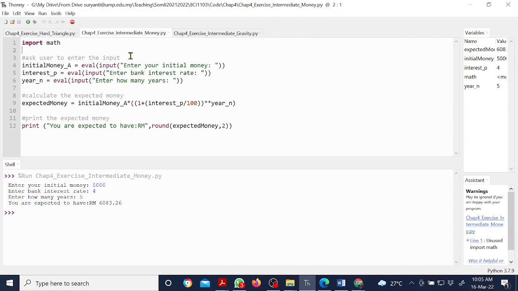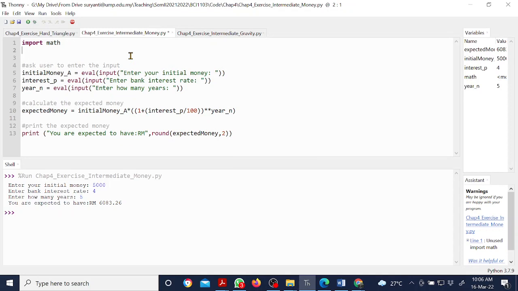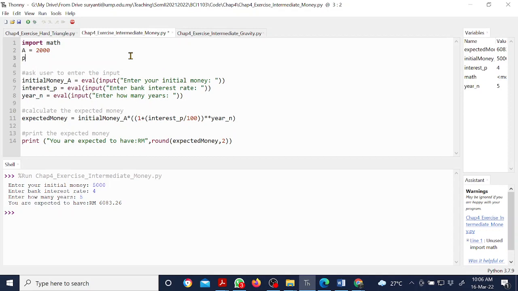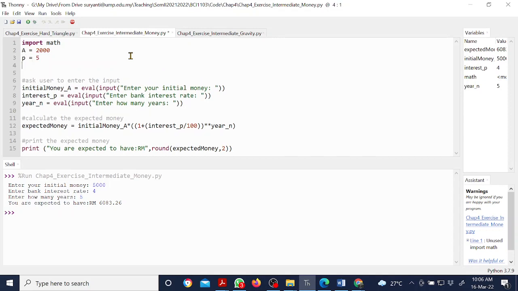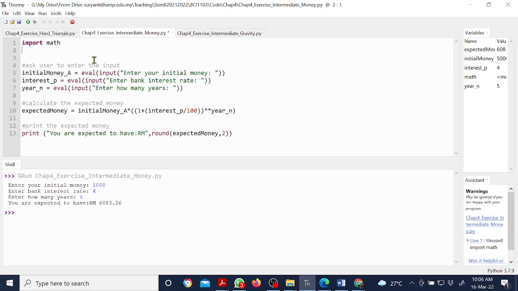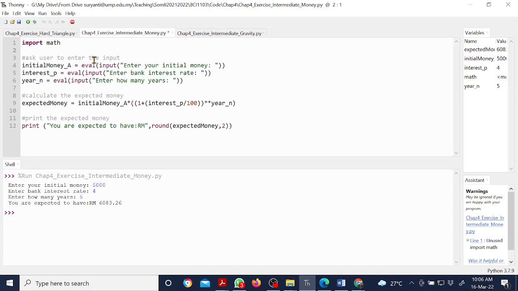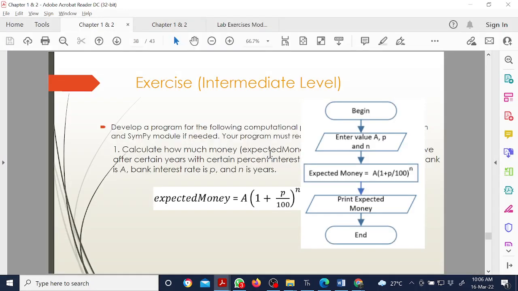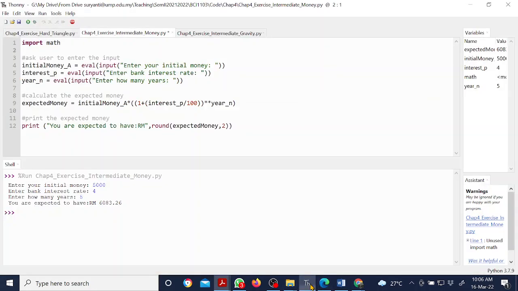Because I saw some of your friends do it like this: A, they already put 2,000, P equal to 5, N equal to 10. So this is wrong, because these are constants. We want the user to enter them. So if you did it like that, it means it is wrong, it does not answer the question. Okay, so done with this one.